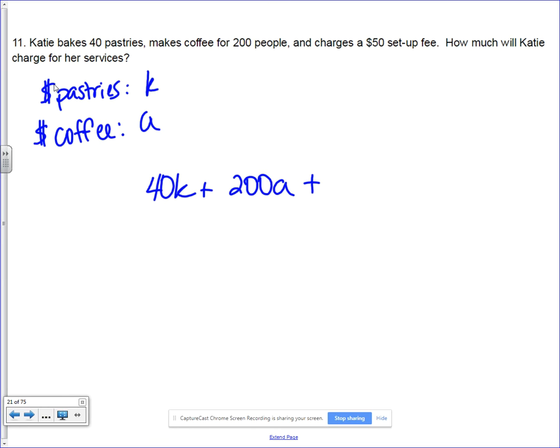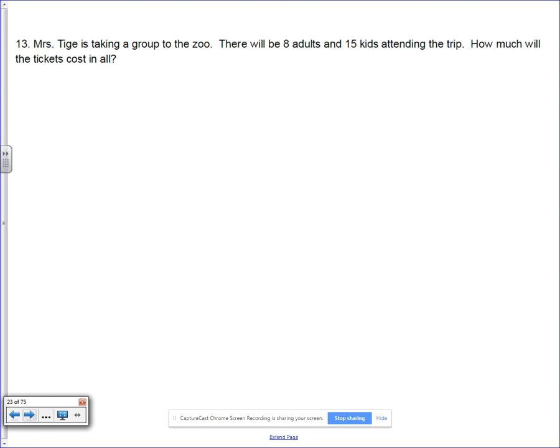50 period, right? Yeah. No, nothing on that 50. Because does that 50 vary? No, it's a flat $50. Varies means variables. That thing doesn't vary, so it doesn't get a variable. All right. 13, please. On your own. I'm going to tell you to use A and K, please.